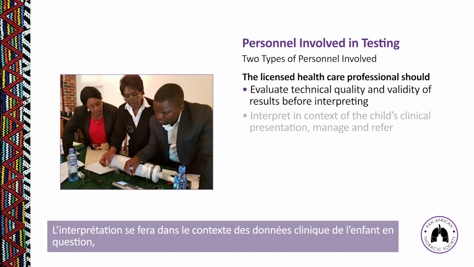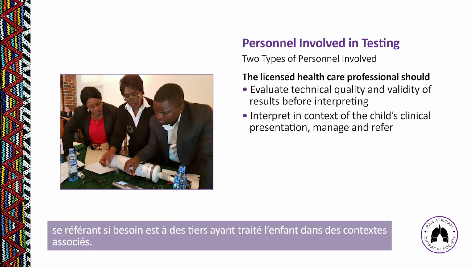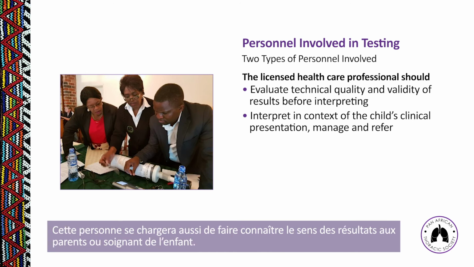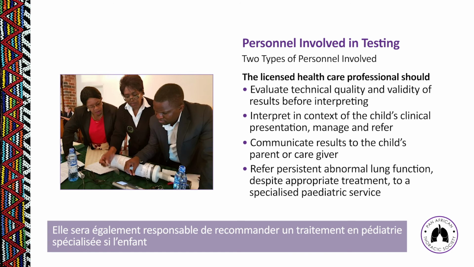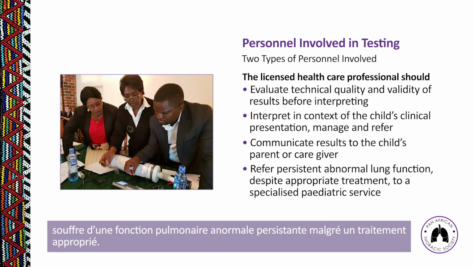They will interpret that test result in the context of the child's clinical presentation and manage that result accordingly. They will know when to refer to other secondary or tertiary care institutions and when further care is warranted. That person, the licensed healthcare professional, is also the one who will communicate the meaning of the test result to the child or the child's caregiver or parent, and they will refer any child with persistent abnormal lung function despite appropriate treatment to a specialized pediatric service.